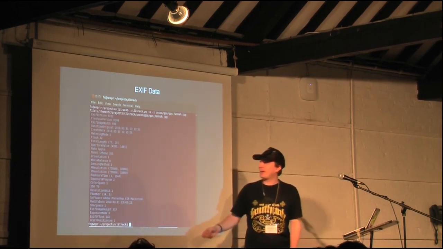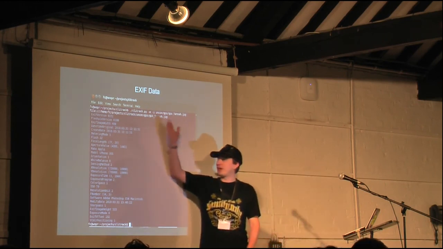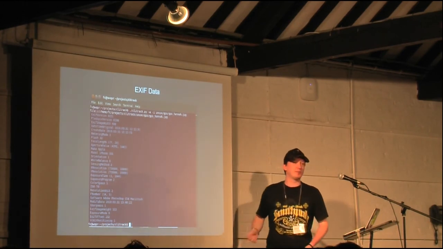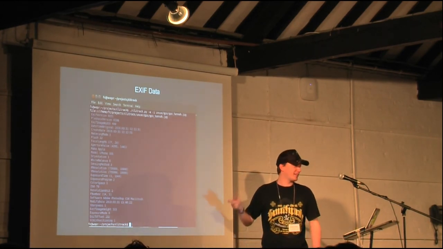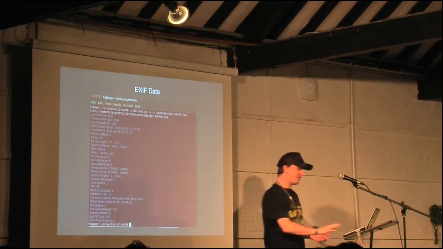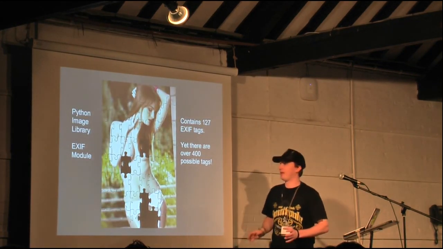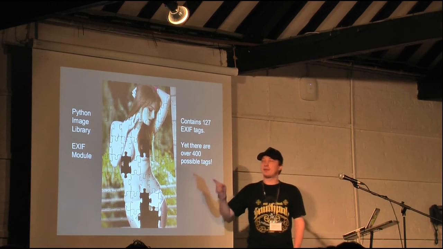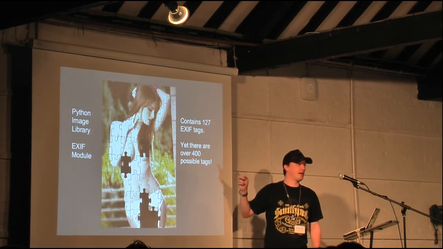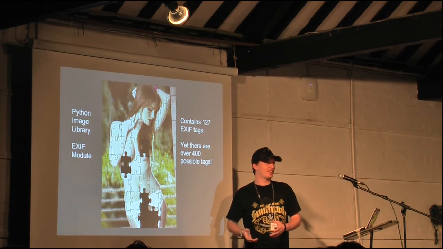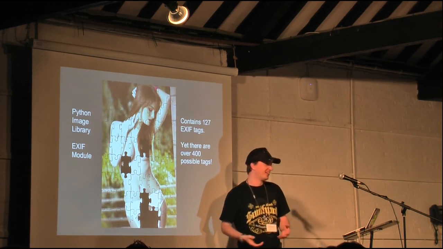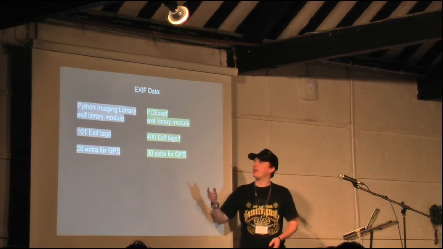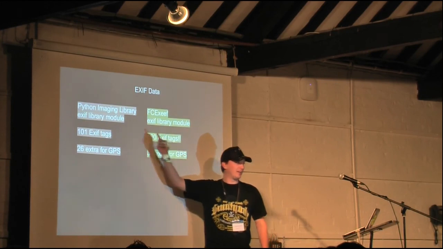Right, so CLI Track, back again, extracts a bunch of EXIF data, which if you've never seen before, looks like that. Now, as I said, I wrote this in Python, which means it uses the Python Image Library EXIF module, which is really great, apart from it's missing some vital bits. The Python Image Library only has 127 tags, but there's more than 400. So it's kind of sucky when you want to extract EXIF data. So that's a little comparison of the one I wrote and the Python Image Library.